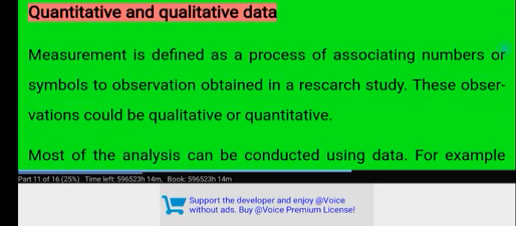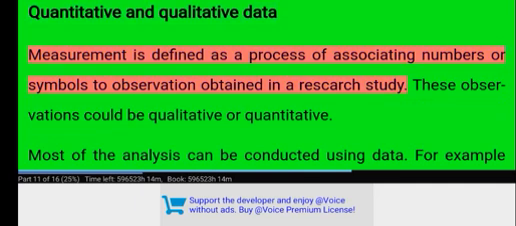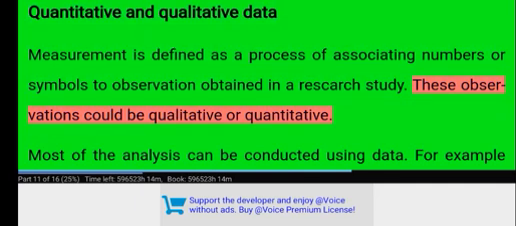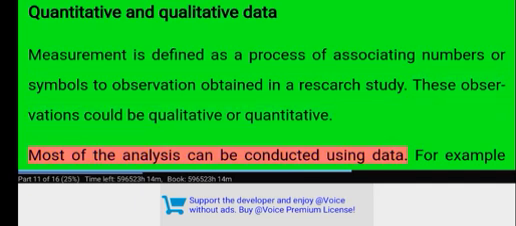Quantitative and qualitative data. Measurement is defined as a process of associating numbers or symbols to observations obtained in a research study. These observations could be qualitative or quantitative. Most of the analysis can be conducted using data.